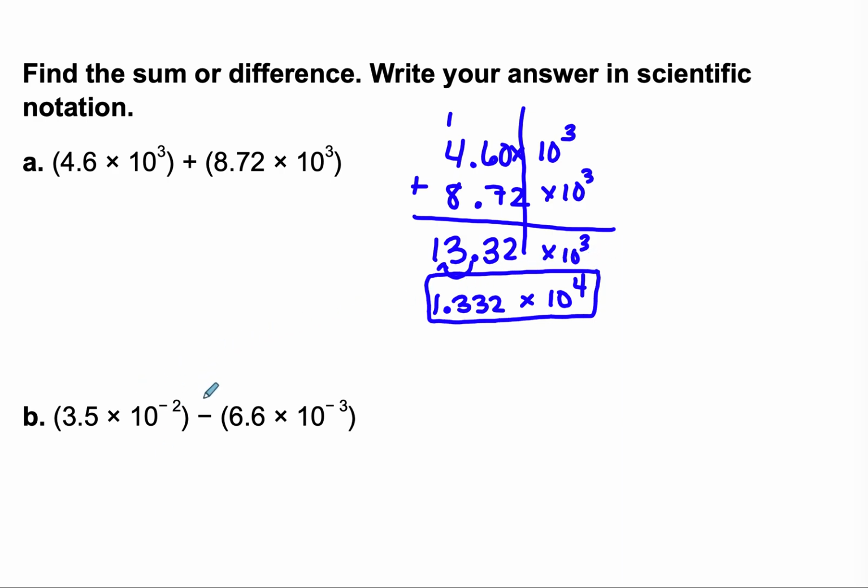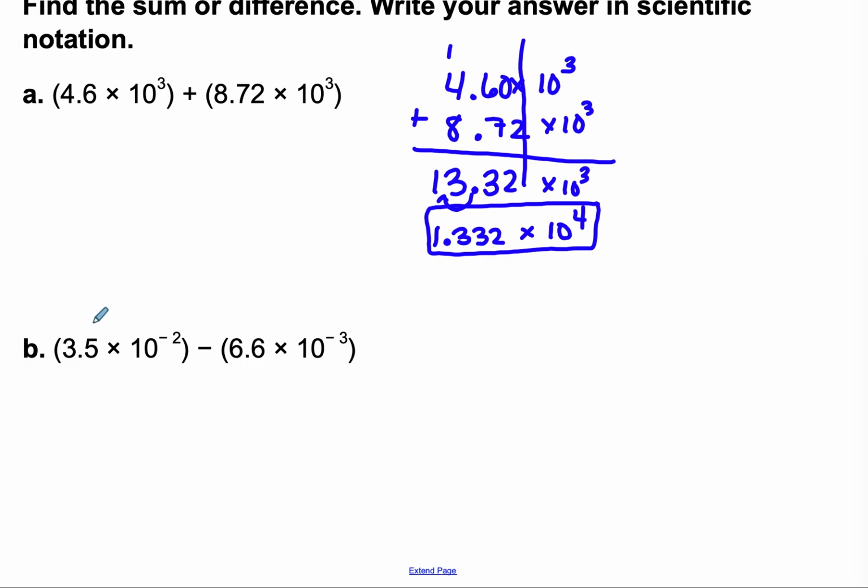All right, so for B, we have 3 and 5 tenths times 10 to the negative second minus 6 and 6 tenths times 10 to the negative third. My exponents aren't equal here. So in order to operate with these numbers, I need to make them the same. I generally take my smaller one and make it bigger. You can go either way. These are negatives. So negative 3 is the smaller value. I'm going to make it bigger by making it 10 to the negative second.